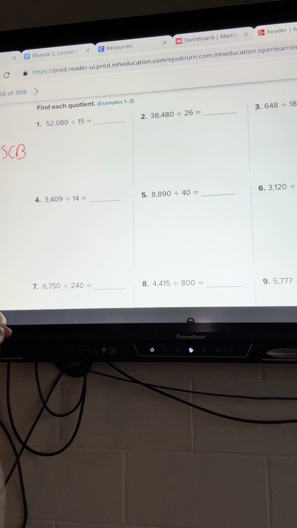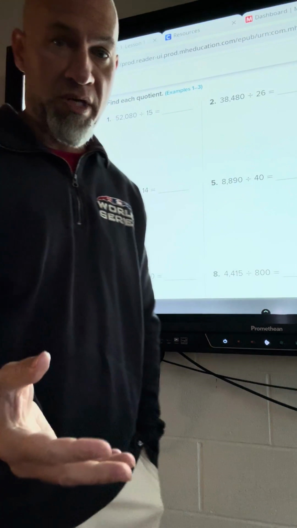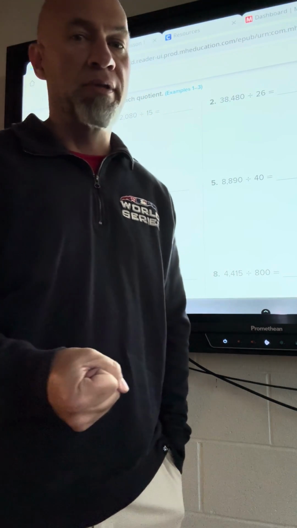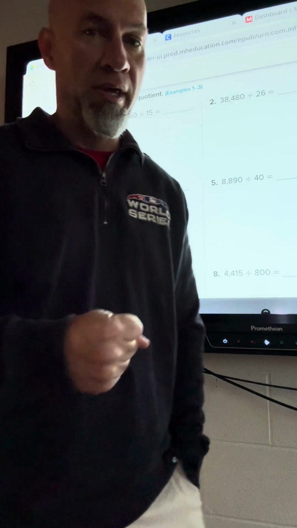Many of you know the process of long division right now, and some of you use that magic 7 or that partial quotient method. You really want to learn the algorithm here because the algorithm is going to help you, especially when we get to dividing decimals. It's going to be difficult to use that partial quotient method.